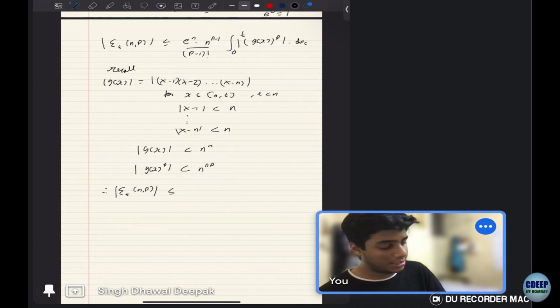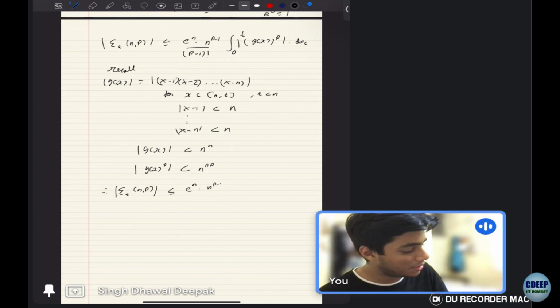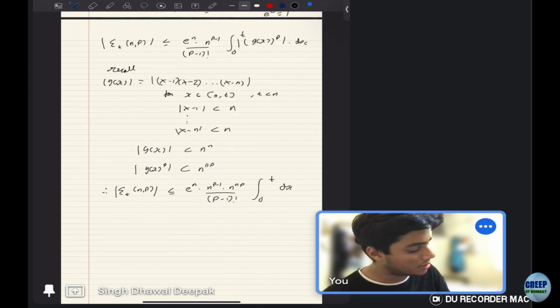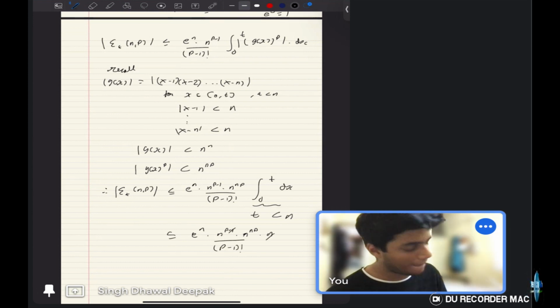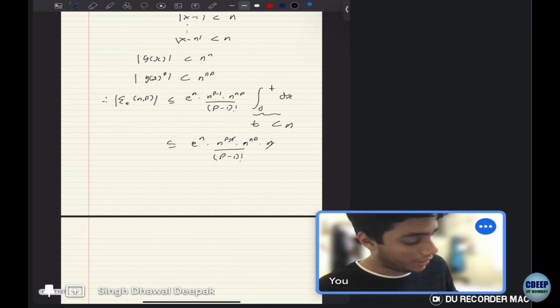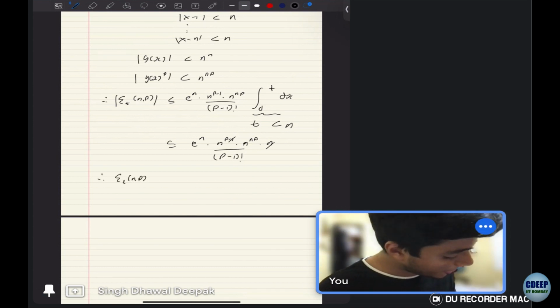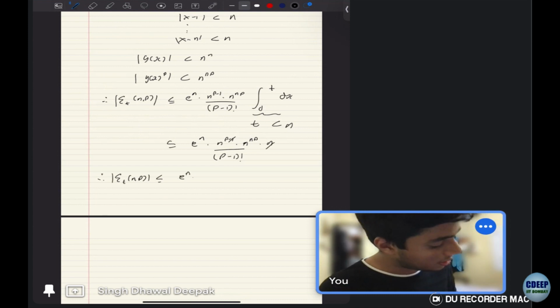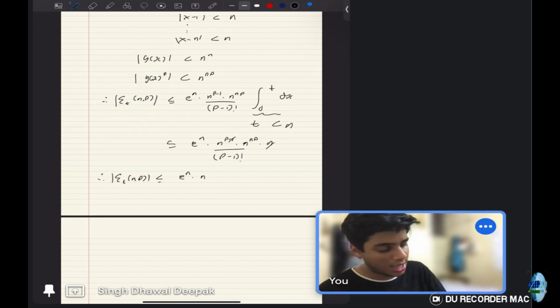And so therefore epsilon_t(np) is less than, sorry, e^n times n^(p-1) times n^(np) divided by (p-1)! integrated from 0 to t of dx. This will be t, which is less than n, so this will be less than epsilon n into n^(p-1) into n^(np) times n divided by (p-1)!. So finally we get, therefore, epsilon_t(np) is less than e^n times n^((n+1)p) divided by (p-1)!.